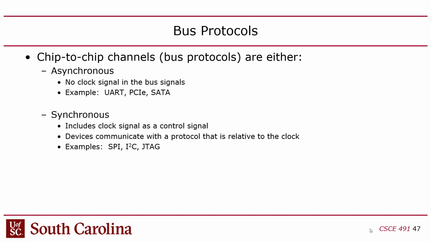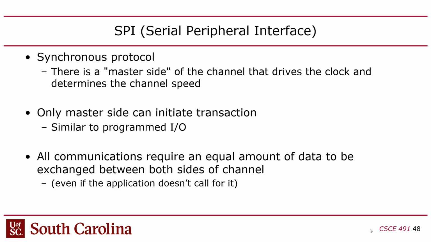The faster ones, actually it's funny, the really slow ones like UART are asynchronous. And then the really fast ones like PCI Express are asynchronous, but the ones in the middle tend to be synchronous. And that includes three of the ones we're going to talk about: SPI, I2C, and JTAG.